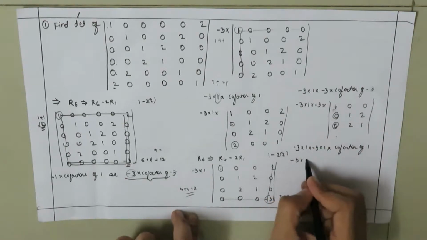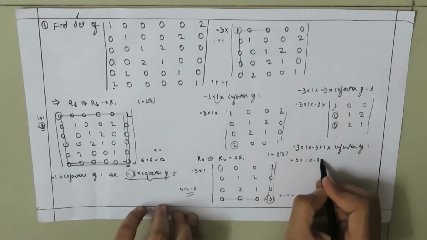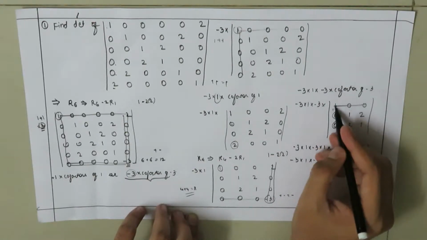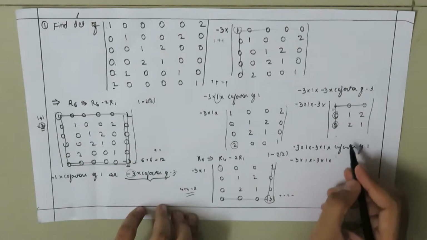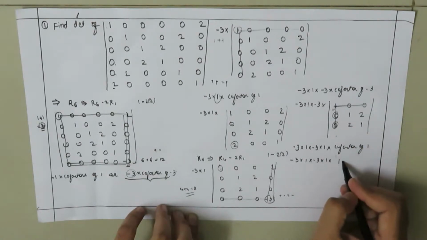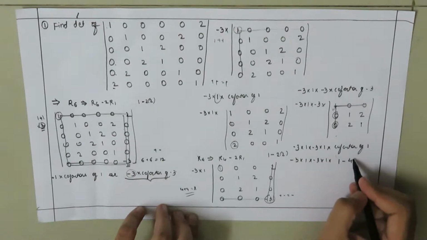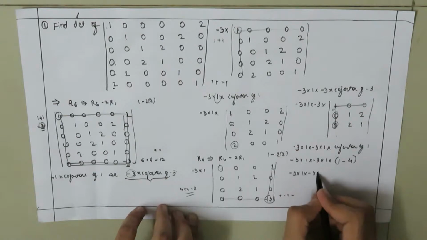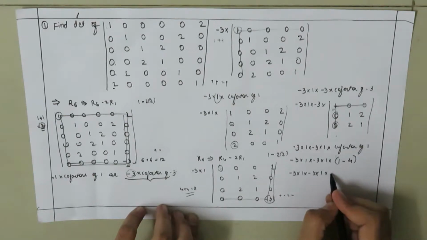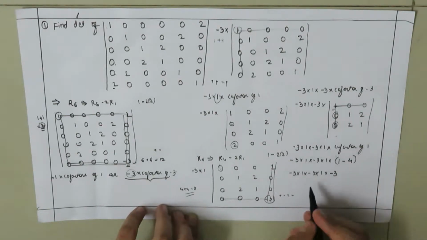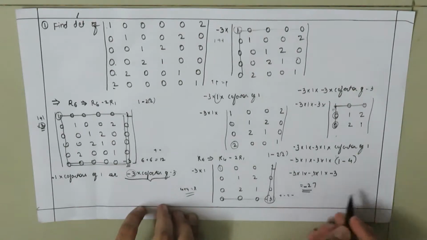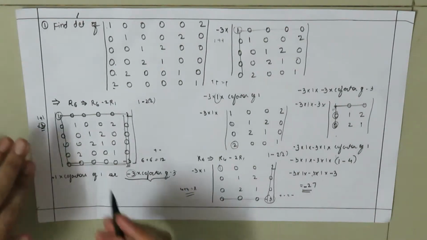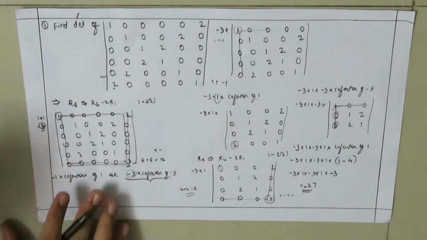So negative 3 times 1 times negative 3 times 1 times the cofactor of this element, which is 1 times 1 minus 2 times 2, is negative 3. So this will be negative 3 times 1 times negative 3 times 1 times negative 3, and our answer is 3 times 3 is 9, 9 3s are 27, and here we have a negative. So negative 27 is the answer for this determinant.